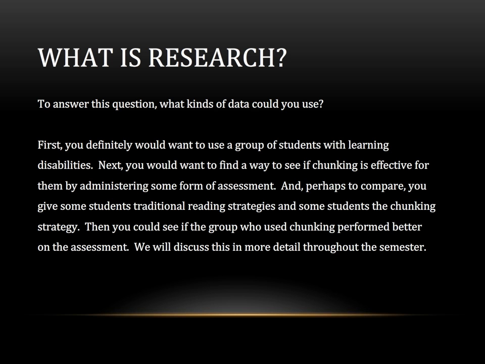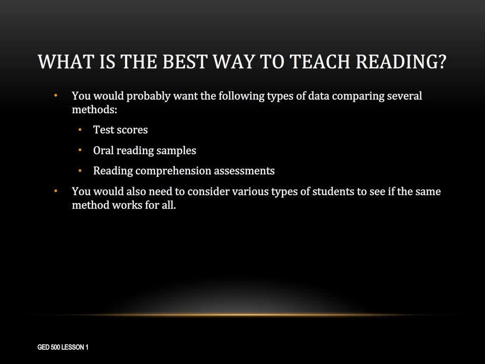We'll discuss this in more detail throughout the semester, but this is just one example of what a research study could look like at its most basic level. There's also something to be said for using multiple measures to get at a question. So, for example, if we wanted to know what is the best way to teach reading, you would probably want to use the following types of data and compare several methods. So, for instance, you could use test scores of your students, oral reading samples, and reading comprehension assessments, and this would give you a more holistic picture of what the students could or could not do.